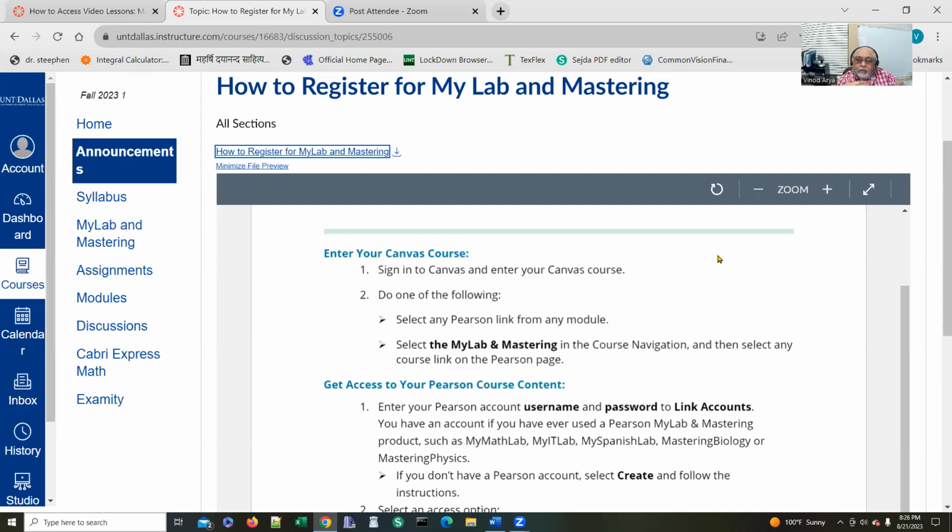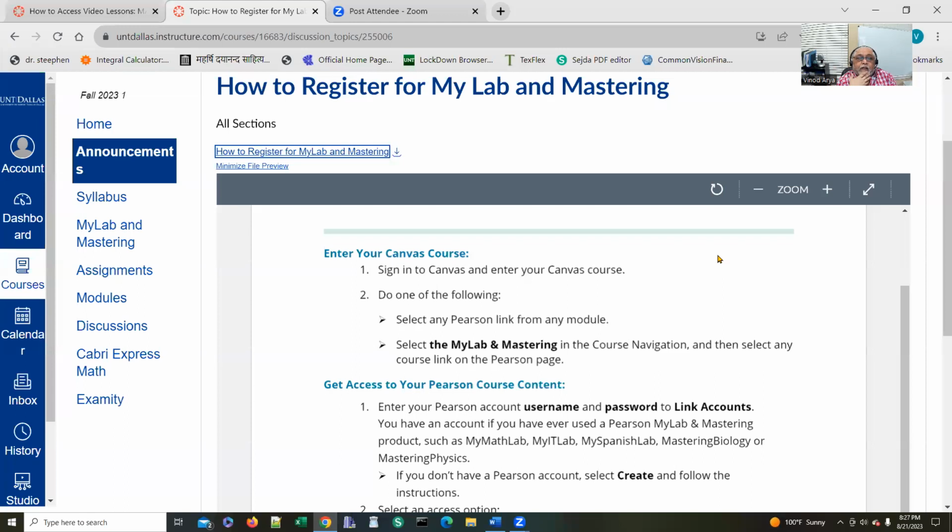It will automatically be taken care of by Canvas. So you don't have to worry about getting a wrong code or a code that is not compatible. And that's why I have been emphasizing always that you register for MyLab MATLAB through Canvas, because the possibility of getting a wrong code creates a lot of difficulties for you.